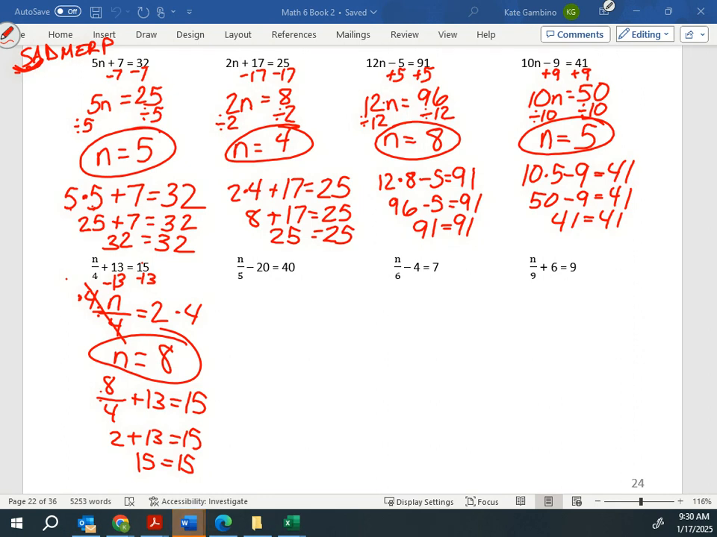Look at our next one. N divided by 5 minus 20 equals 40. What's my first step? Let me get a new voice in here who hasn't said anything yet. Bennett. Divide by 20. Multiply by 20. Careful. N divided by 5 minus 20 equals 40. Bennett, look at our level. Minus is subtracting. What is the opposite of subtracting?